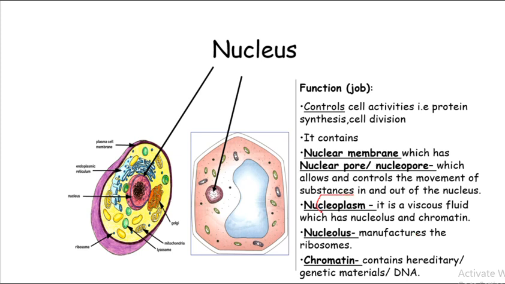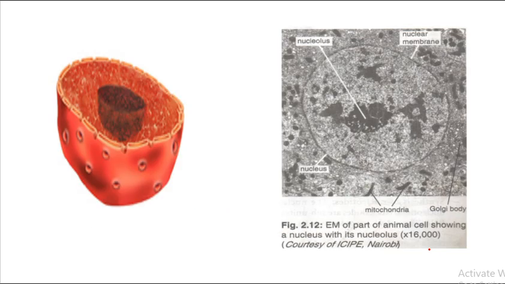Then the nucleoplasm, this is fluid which has a nucleolus and chromatin, and the nucleoplasm is found inside the nucleus. The nucleolus manufactures ribosomes, and the ribosomes are the site for protein synthesis. We shall talk about it later on. Then chromatin contains hereditary or genetic materials which enable the characteristics of a living organism to be transferred from the parent to the offspring. That is chromatin.